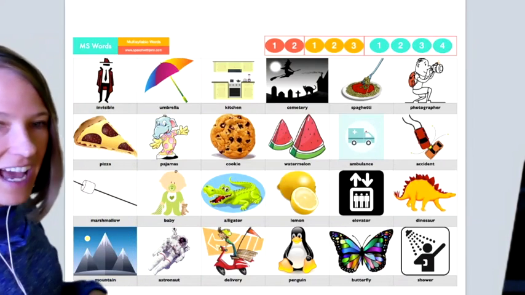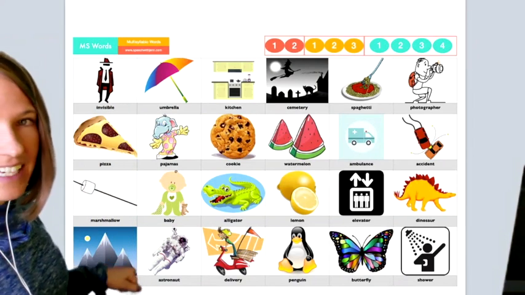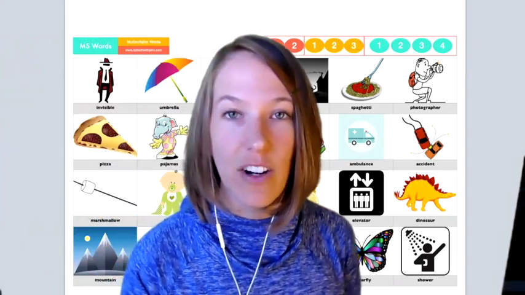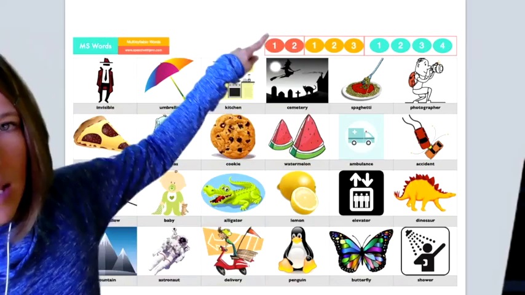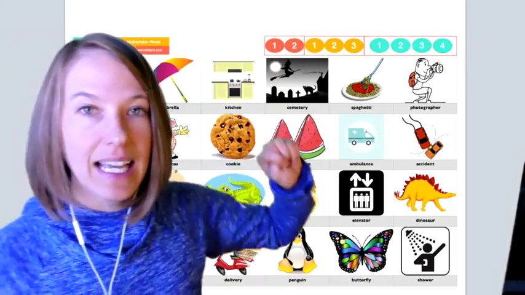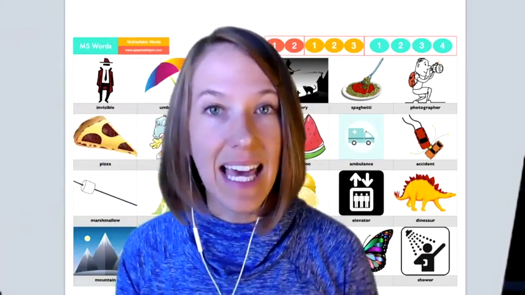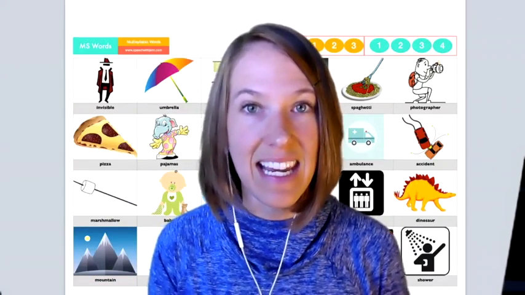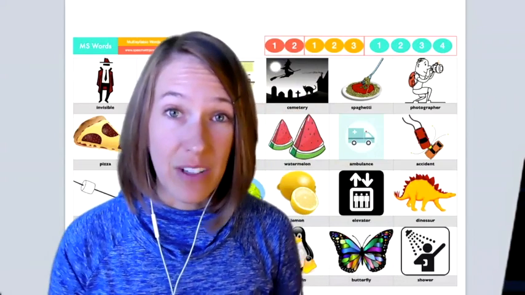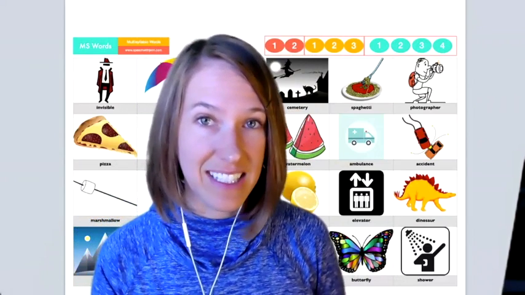Up next, we have mountain. And I'm going to go ahead and tap mountain out on my chin. Mountain has 2. Let's double check it. Mountain. And I'm going to use it in my sentence. I like to climb up the mountain in my city. So if we're going to write mountain out in the syllable chunks, it's going to look like this.